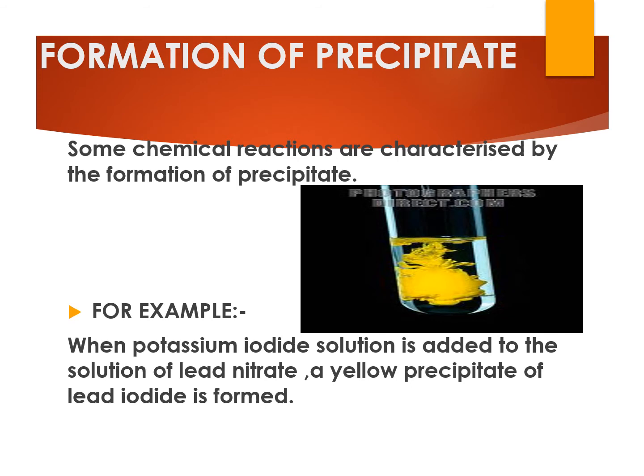One such example is there in your NCERT book, that is when potassium iodide solution is added to the solution of lead nitrate, then a yellow precipitate of lead iodide is formed, and this is another characteristic of a chemical reaction, that is formation of precipitate.